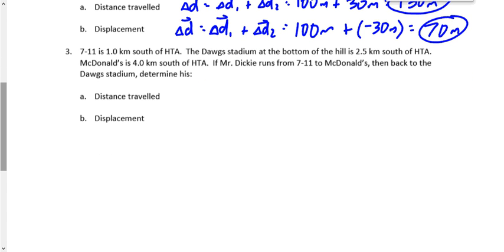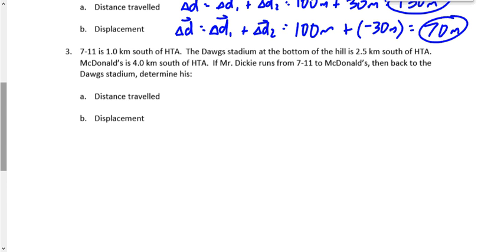Okay, 3. 7-Eleven is a kilometer south of HTA. The dog stadium is 2.5 kilometers south of HTA, and McDonald's is 4 kilometers south of HTA. Mr. Dickie runs from 7-Eleven to McDonald's, then back to the dog stadium. What's his distance traveled and what's his displacement? This is one of those questions where I think it can be useful to draw the little map. It's not necessarily critical that you draw the map, but if you're having any trouble with this at all, it might be useful.